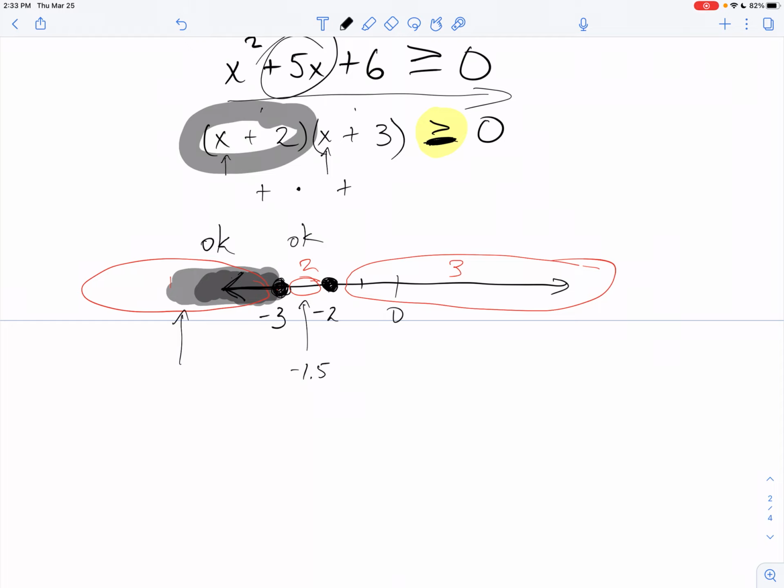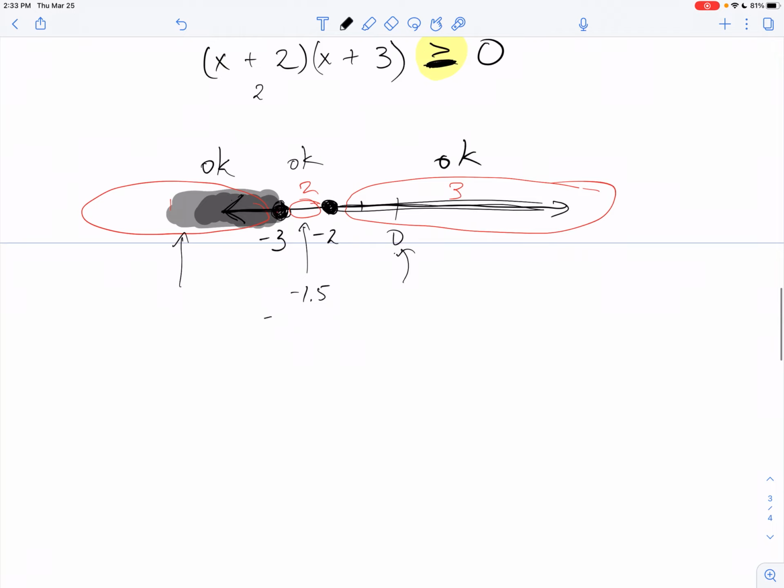Then, guess what? I'm going to do it one more time for my next region. Let me get rid of some of this stuff. Too much stuff. I'm going to pick a number over here. So the easiest number to plug in, in my third region, would be 0. So I plug in 0, and I go 0 plus 2, that's 2. And then 0 plus 3, that's 3. Well, that's a positive times a positive again. This stuff's going to be greater than or equal to 0. It's all okay. So what happens?